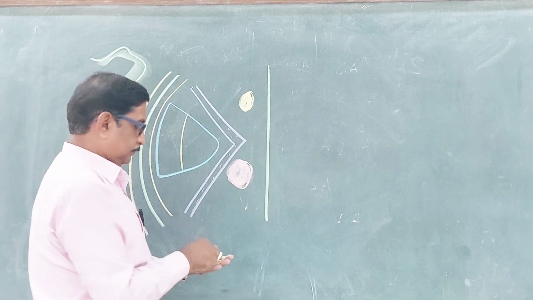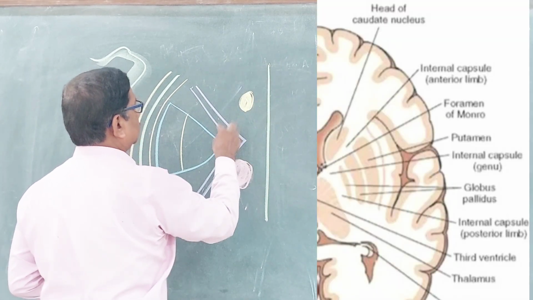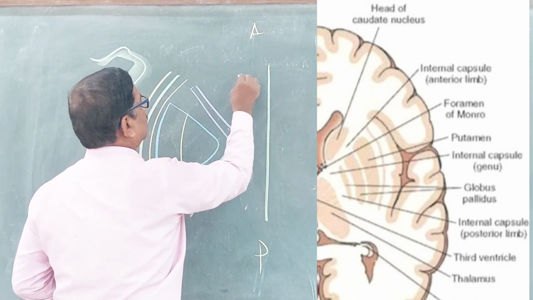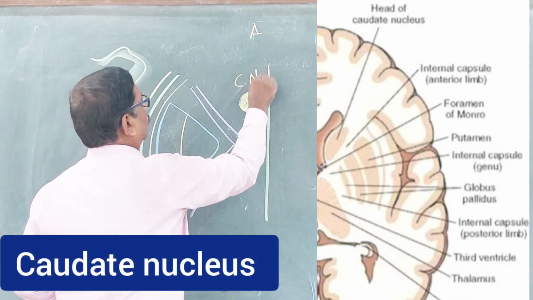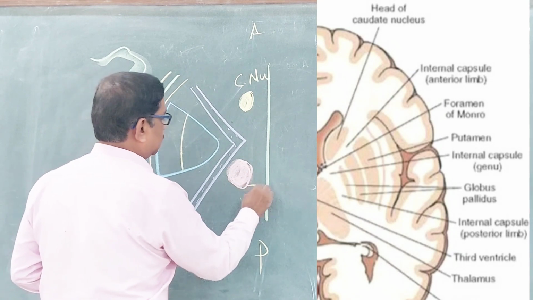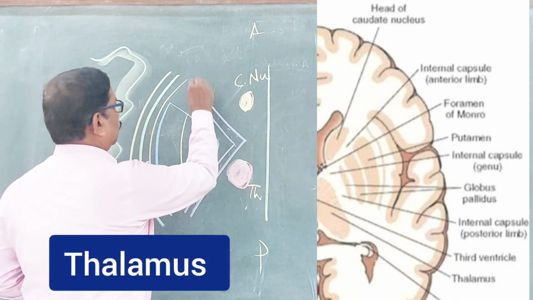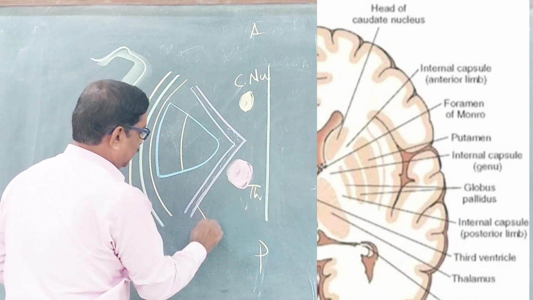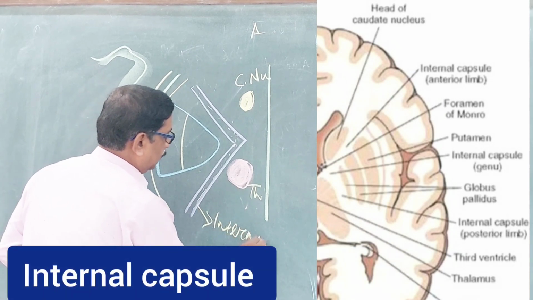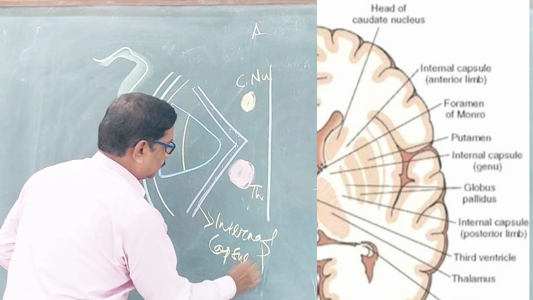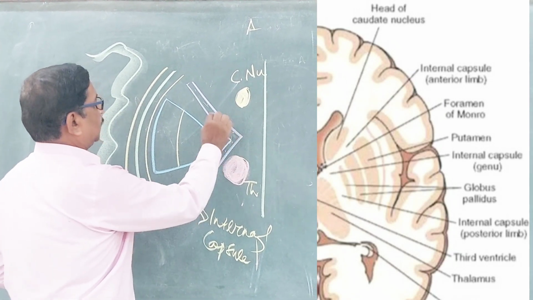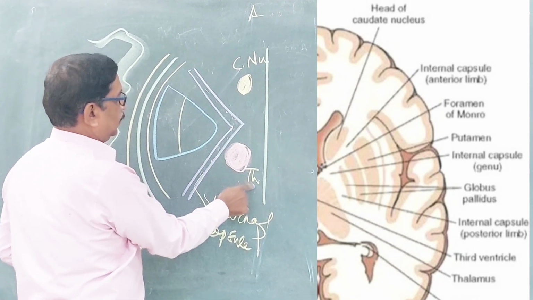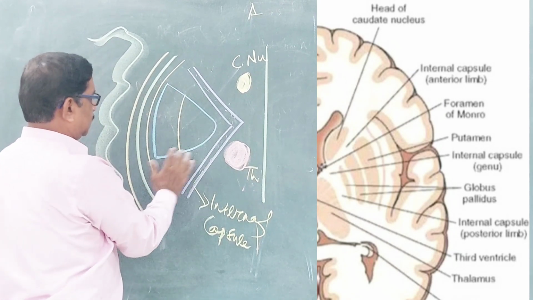Let's identify the structures. This is the midline, so this is the anterior side, this is the posterior side. This is anteromedial. This one is the caudate nucleus, or head of the caudate nucleus, and this one is the thalamus, posteromedial. This structure is the internal capsule. If you are asked what is the boundary of the internal capsule, the answer will be: anteromedially the caudate nucleus or head of caudate nucleus, posteromedially the thalamus, and laterally this larger nucleus.